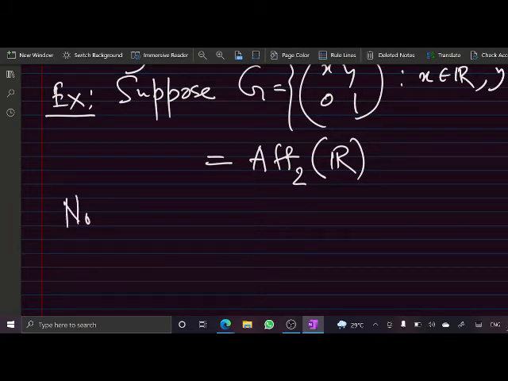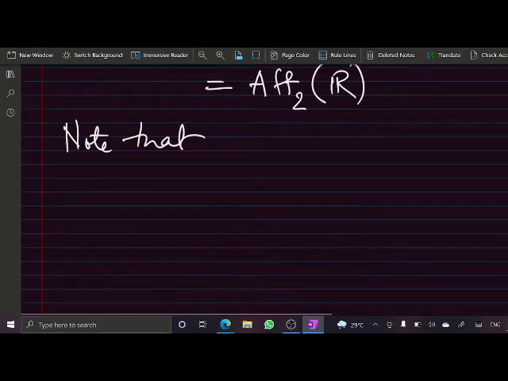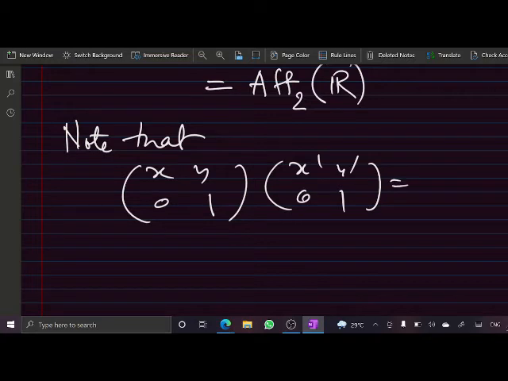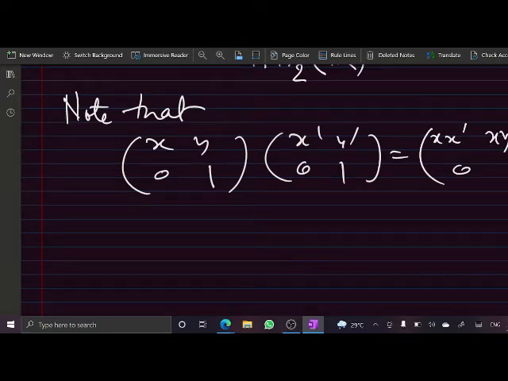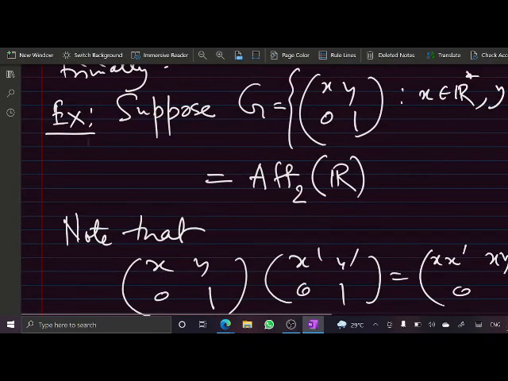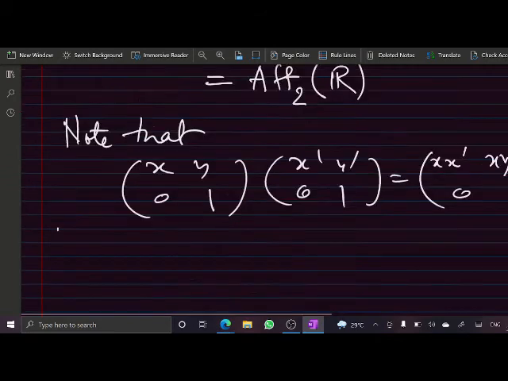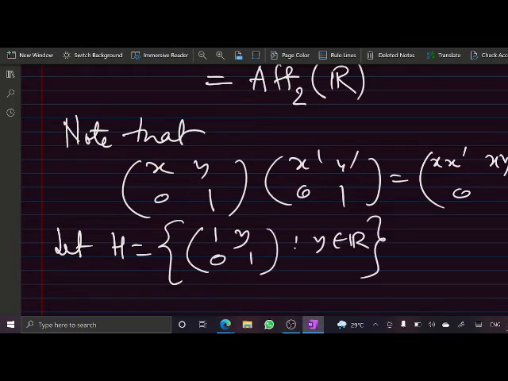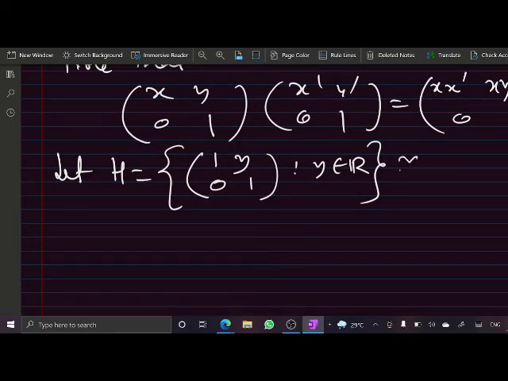And note that if you take any two elements from G, the product will be x x dashed, x y dashed plus y, 0 1. And the identity matrix 1 0 0 1 is the identity of this group. Now let H be the set of all matrices 1 y 0 1, where y varies over all real numbers, and this is isomorphic to R, as you can define a map from R to H by y goes to 1 y 0 1.